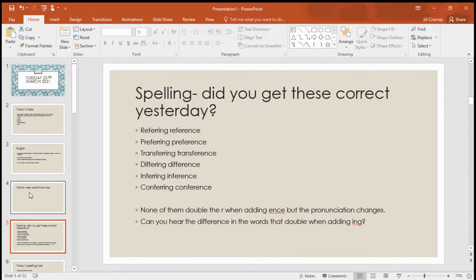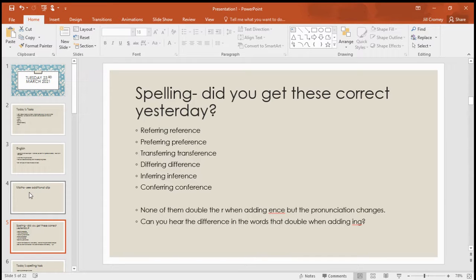And then we're going to start thinking about spelling. So let's just have a look at these words first of all. Okay, so none of them that you had on your task yesterday doubled when you added ENCE. But the pronunciation will change. So I'm going to read these words out to you, and I want to see if you can hear the difference in the words. Referring, reference, preferring, preference, transferring, transference, differing, difference, inferring, inference, conferring, conference.